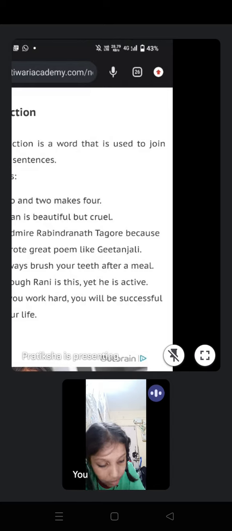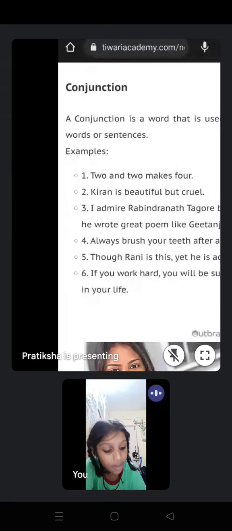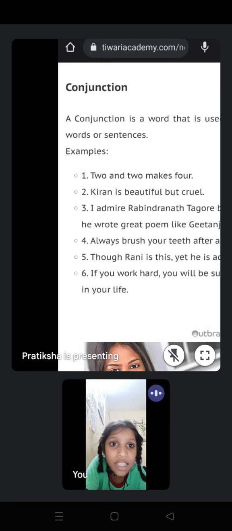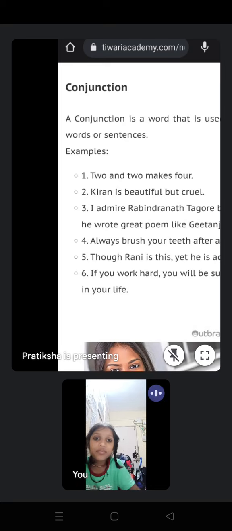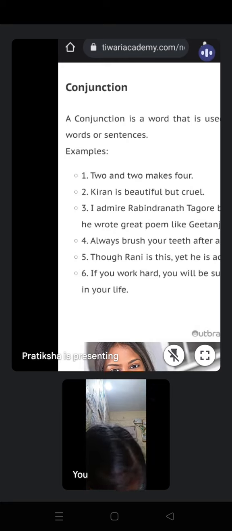To join. J-O-I-N. To join. Words or sentences. Words or sentences, S-E-N-T-E-N-C-E-S. Example. For example, what will you write? Short form, E-G. And the two dots in front of example, what are they called? Colon. Right? Yes, ma'am. They're called colon. C-O-L-O-N. Colon.